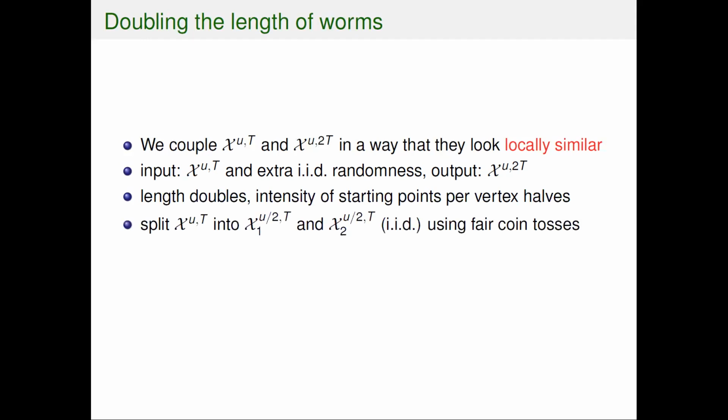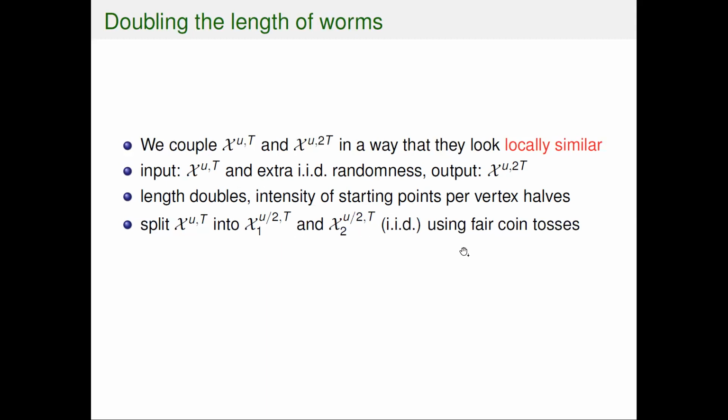And of course, what has to happen is that we start with our input and split it into 2 parts with coin flips. For each worm, we flip a coin, and if it's heads, then we put it in the first point process. And if it's tails, then we put it in the second point process. Still, both of those have length t. But of course, the intensity is only half as big, because half of the trajectories went to the first cloud and half to the second cloud.